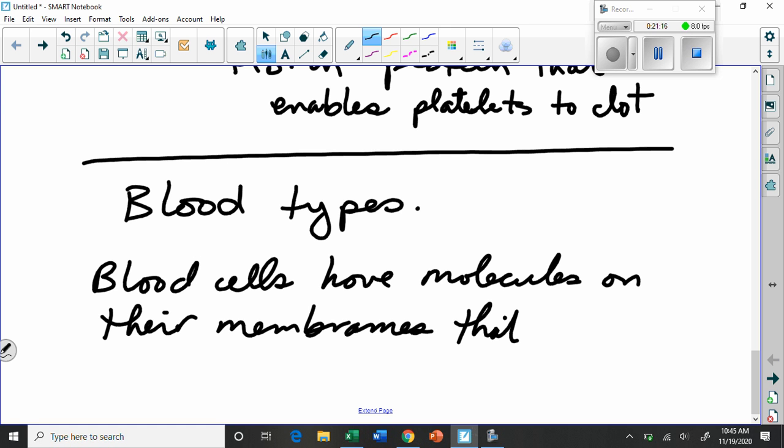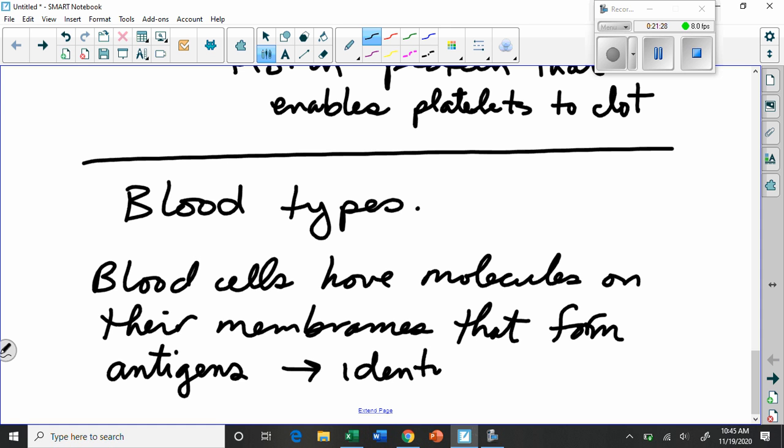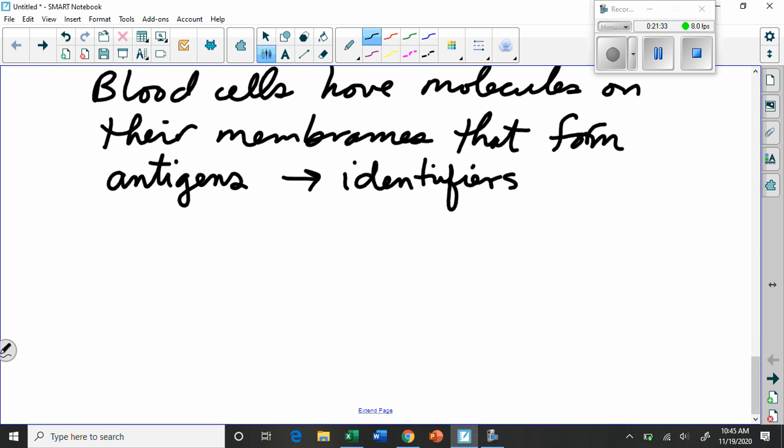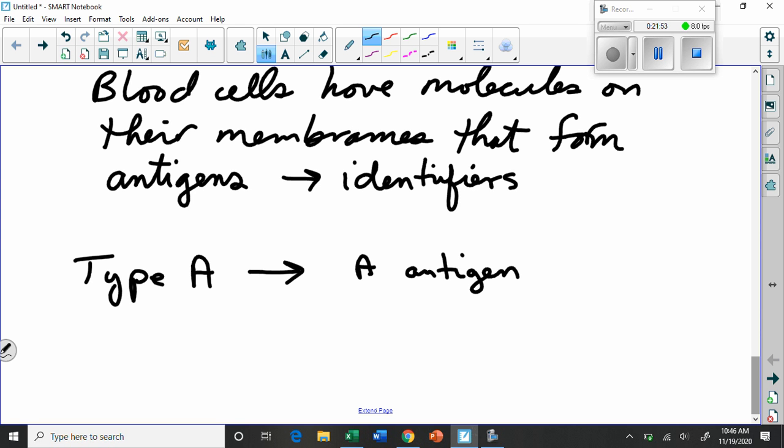That form something called antigens. Antigens are essentially identifiers. They allow us, or our body, to identify these cells as belonging to us. And of course, there's different molecules, and different people have different antigens. And so, type A blood means you have a particular antigen that we have given the name the A antigen. Type B blood means you have the B antigen. It's just a different one.